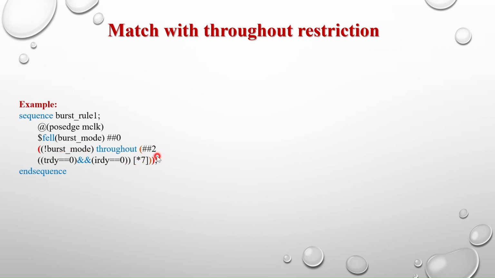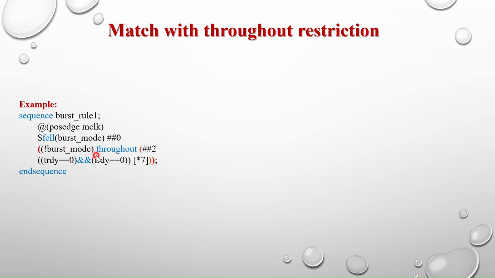So what is the sequence? When burst mode is 0, in the second subsequent clock tick the TRDY should be 0 and IRDY should be 0, and this IRDY should be 0 for 7 clock ticks, because we have used the repetition operator here 7 times. So this is the sequence, and throughout this sequence, burst mode should be 0. This is the example.